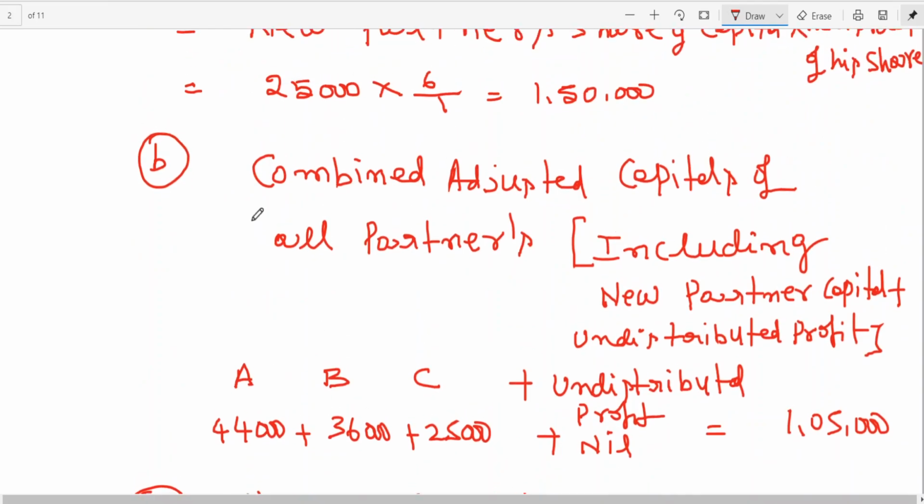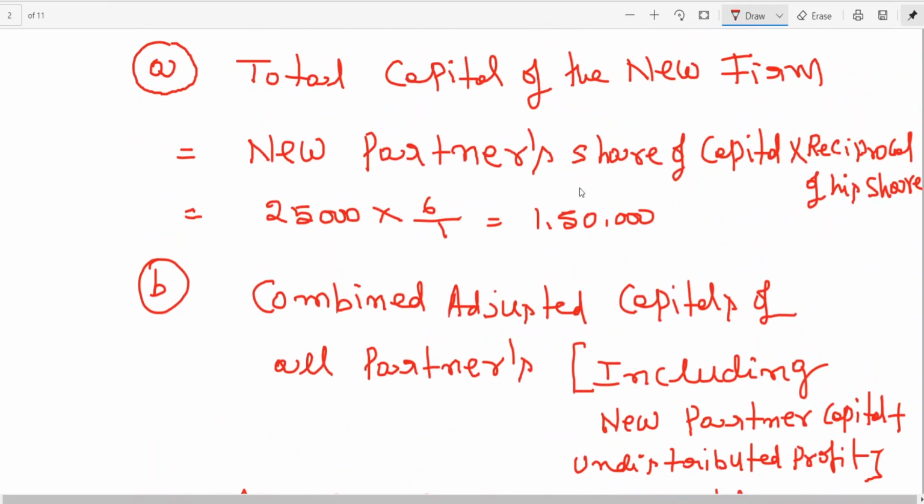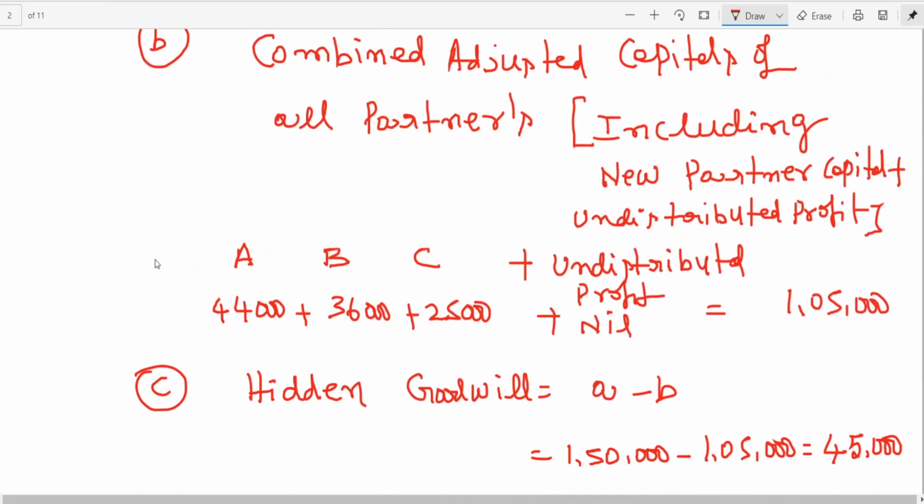I repeat once again, hidden goodwill is equal to step number 1, total capital of the new firm. That means the new partner's share of capital given in the problem, 25,000, times the reciprocal of his share, 1/6, gives 1,50,000. Then combined adjusted capital of all partners: A's capital 44, B's capital 36 given in the opening balance sheet, capital contribution of the new partner, plus undistributed profit if it is given in the problem, you add it, otherwise don't add it. That is 1,05,000. Hidden goodwill is equal to A minus B. Hidden goodwill is nothing but firm goodwill.